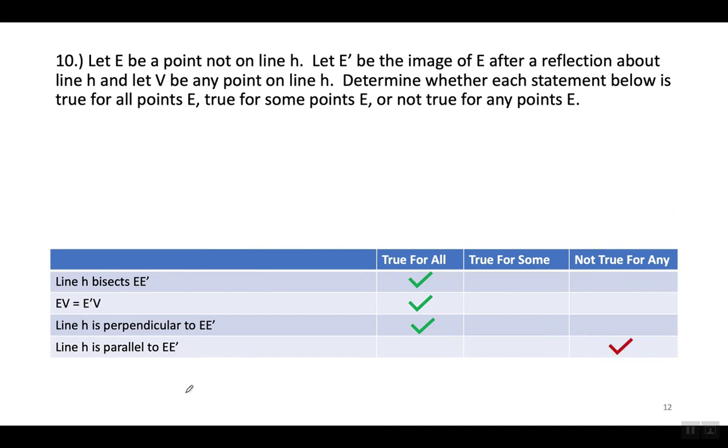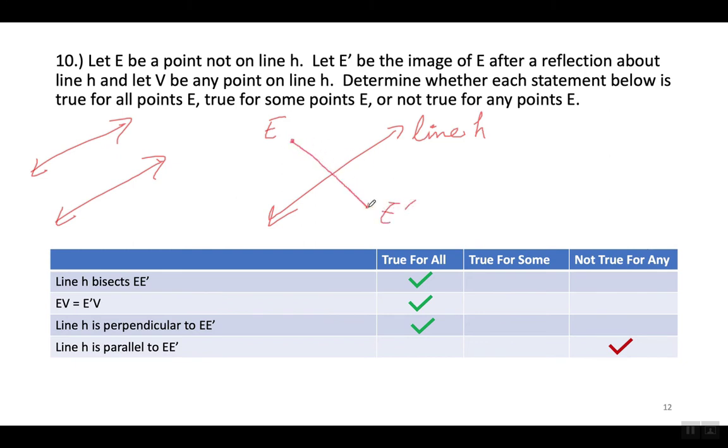The last one is the only one that's wrong. Line H is parallel to E prime. Parallel is that, okay? So, just to draw what I had up before, that's line H. Okay, so wherever you put E, if you reflect that, it's impossible. It's impossible for those lines to be parallel. You can't do that. So that's not going to be true for any.